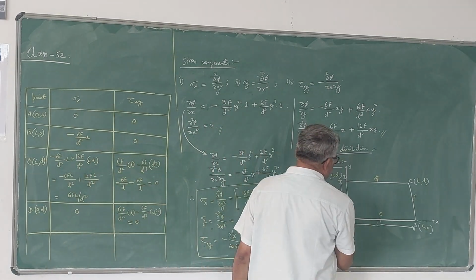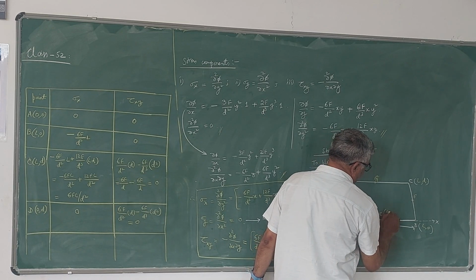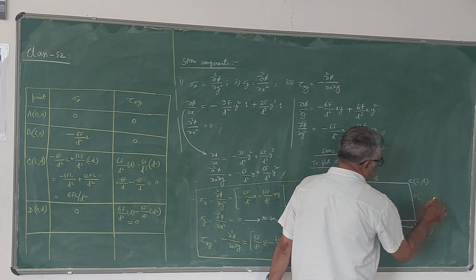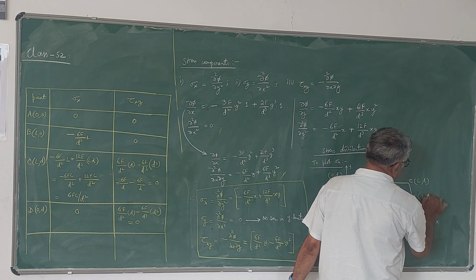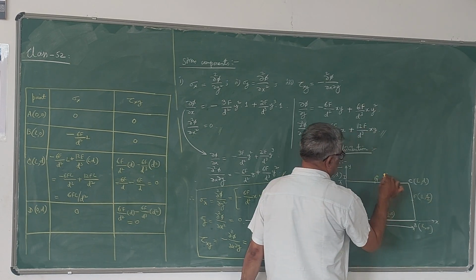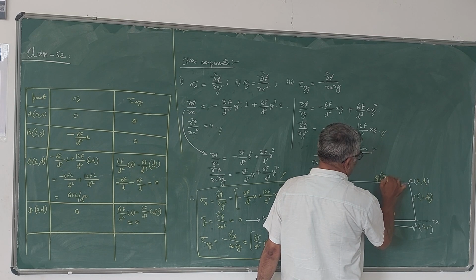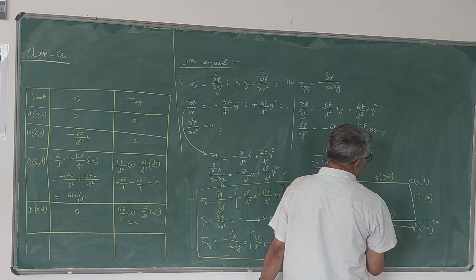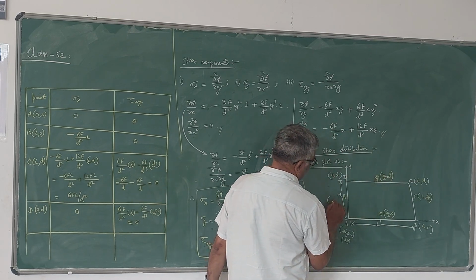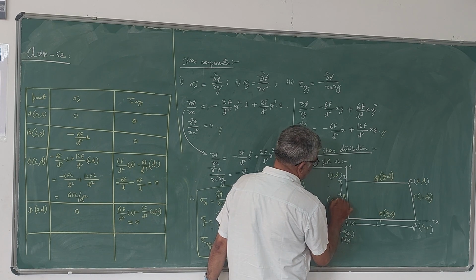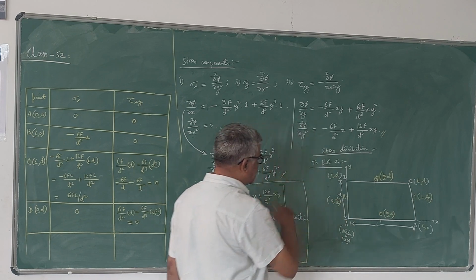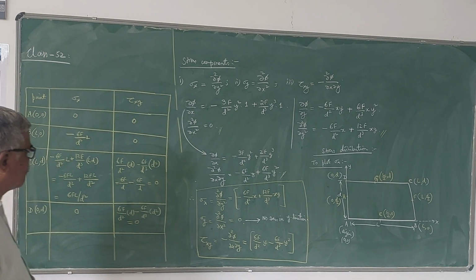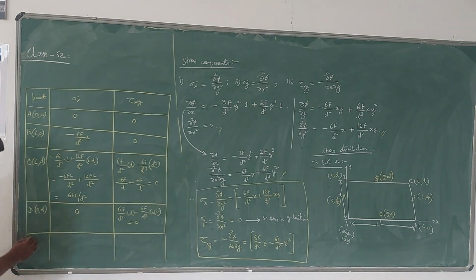So what are the coordinates of these? This is L by 2 comma 0. This is L comma D by 2. This is L by 2 comma D. This is 0 comma D by 2. Correct? Now let us calculate the stress values at those 4 points also. So continue.